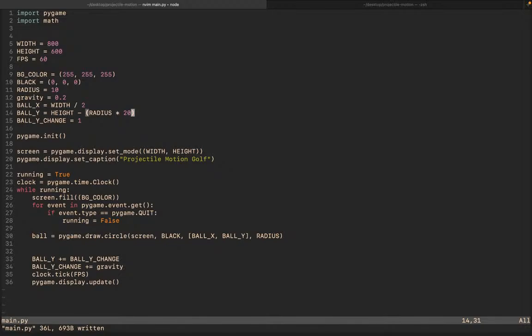Now we'll just do a basic boundary check, so the ball doesn't actually fall down. I don't really want that to happen. So we'll do a quick boundary check.